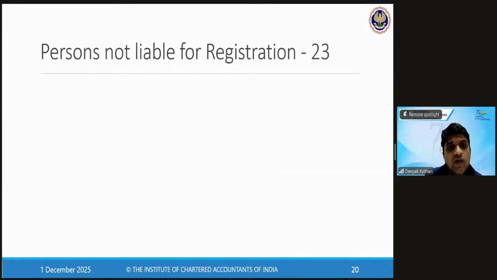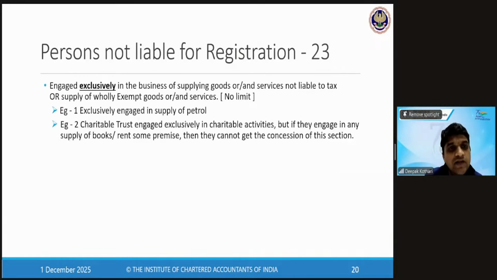Then there are persons who are not liable for registration, who are exclusively in the business of supplying goods which are not liable to tax. जैसे petroleum products है. Petrol is outside the GST. Correct? Petroleum is not liable to GST. Petrol is liable to other taxes. GST में taxable 5 petroleum products पे नहीं लगता है. So if he's supplying only petroleum products, turnover crores हो गया है, limit cross हो गया है, everything. Still, registration is not required because he's dealing in goods which is not liable to tax under the GST. VAT लगता है, correct.